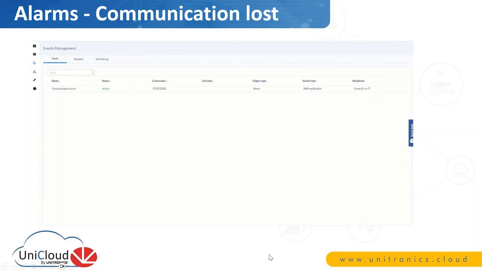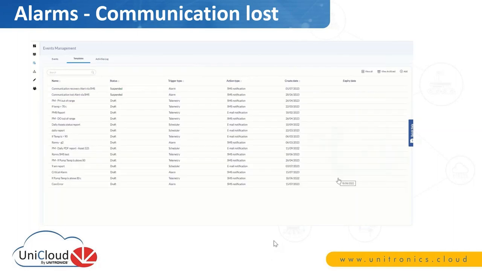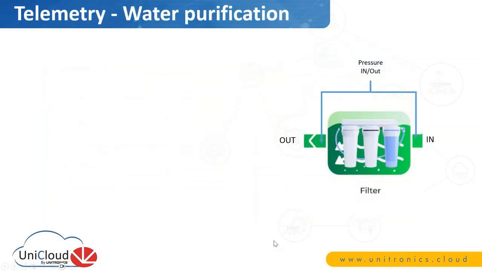Okay, the next example that I want to show you is referring to, for example, telemetry and water cleaning, a water purification system. So it's a whole plant of water cleaning and recycling. And one of the stations over there in those plants is filtration. And in this case, I want to know when I need to replace the filters. Why do I want to know that?